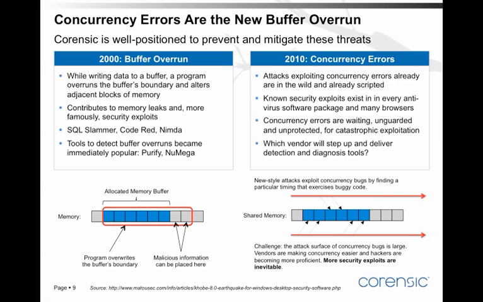It will be malware that purposefully attacks concurrent applications and tries to time itself in between atomicity violations and cause race conditions that could compromise systems. And so what developers need are tools that can help them detect concurrency errors at design time in the same way that tools like Purify and NuMega could detect buffer overruns at design time.